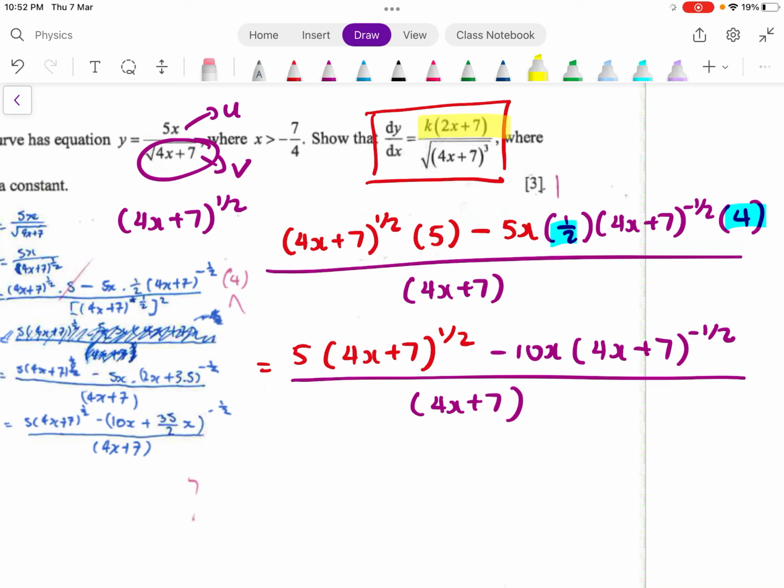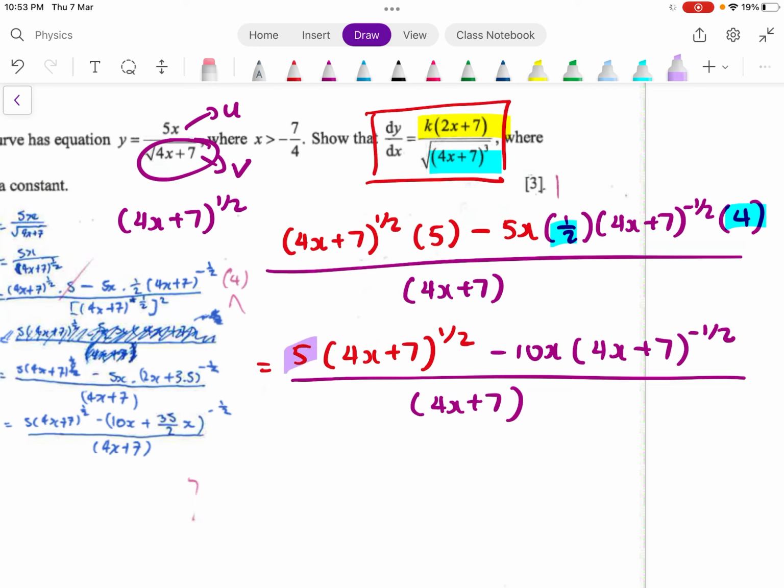Now the question is, if you look at this, how do we actually get the form that they want? It looks nice, but our working is complicated. That's where you need to do your factorization. After you do your differentiation, always remember to do your factorization. What should we factorize out? By looking at the numerator, I want to factorize out 5.